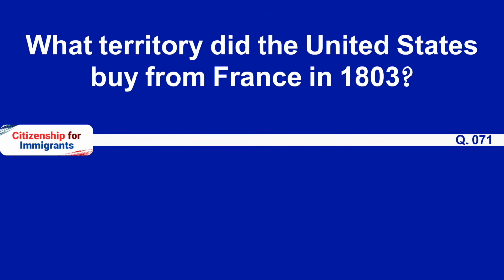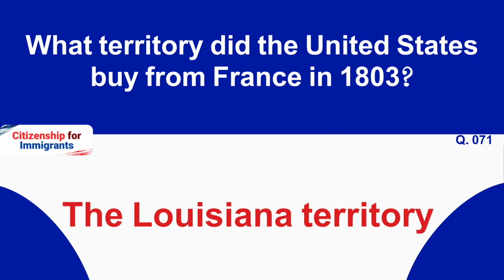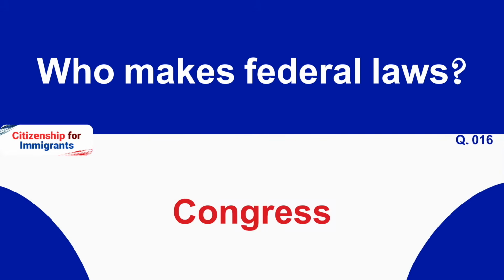What territory did the United States buy from France in 1803? The Louisiana Territory. Who makes federal laws? Congress.